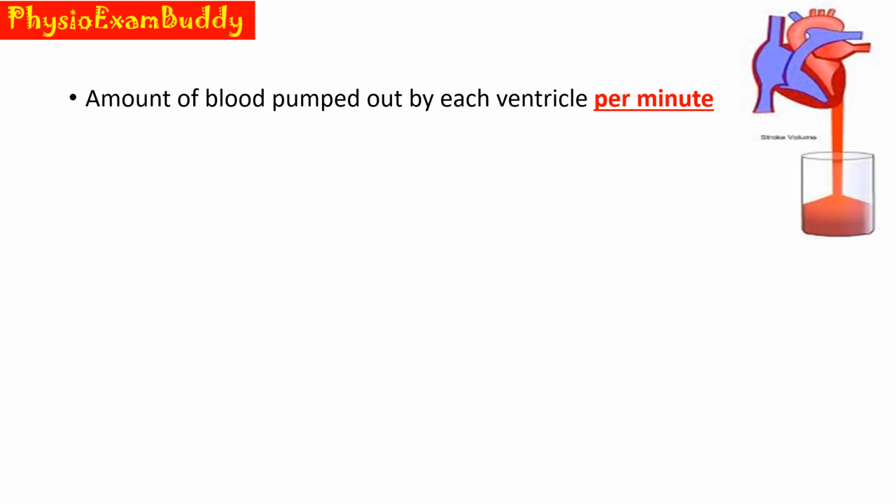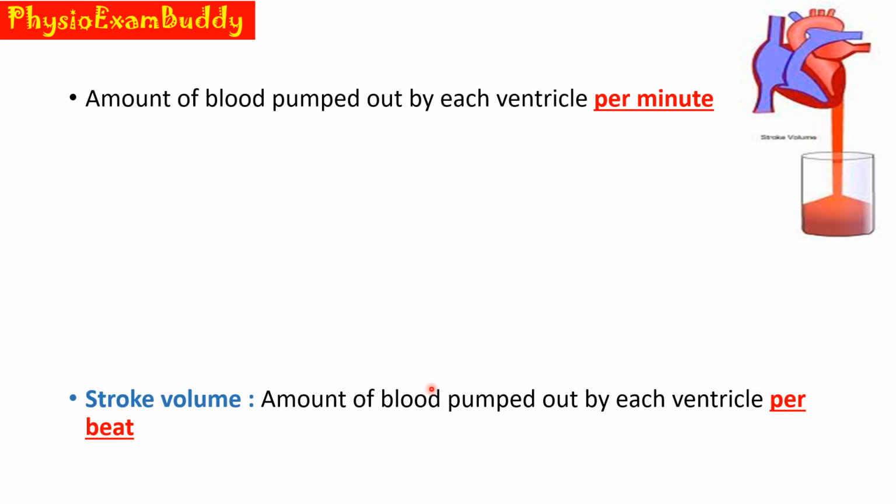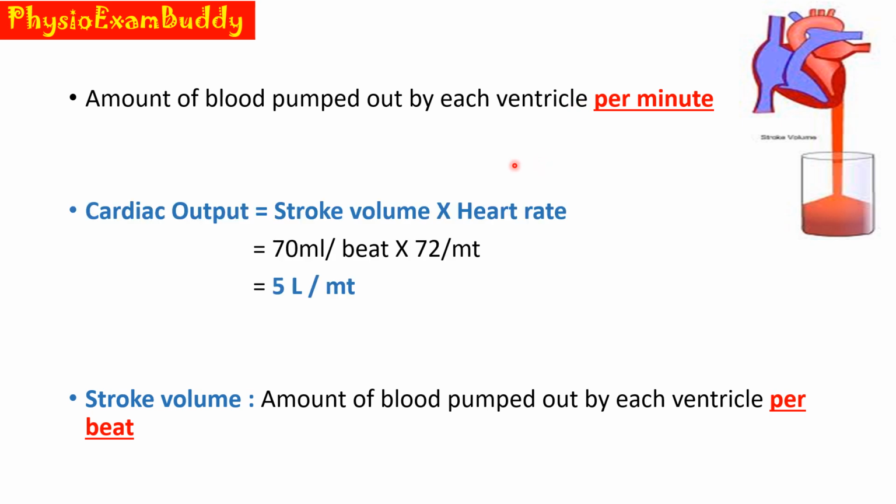So every answer regarding cardiac output should start with the definition of the cardiac output, that is the amount of blood pumped out by each ventricle per minute. Don't get confused with the definition of the stroke volume. It is the amount of blood pumped out by each ventricle per beat, but the cardiac output, the definition is per minute.